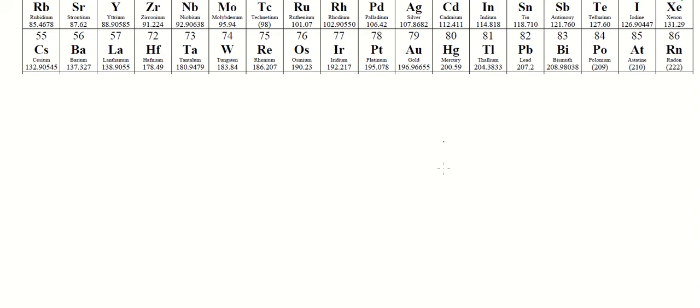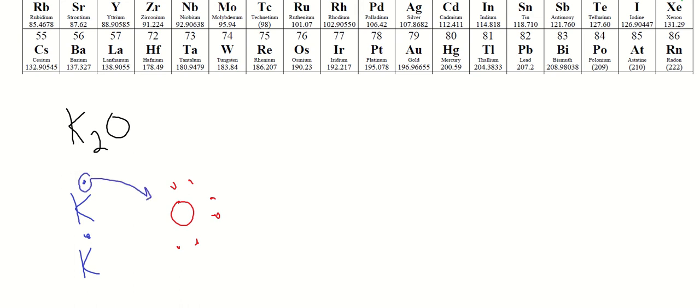I'm going to just continue this down here. So we know we're going to need 2 potassiums. I'm just going to rewrite that. It's going to have 2 potassiums and 1 oxygen. All right, so I'm going to draw my 2 potassiums, and I'll draw my 1 oxygen with the 6 valence electrons. I'm going to draw this here to show you the transfer of that electron, and you can see the blue one came from the potassium.